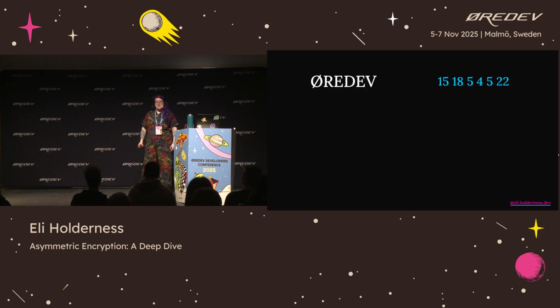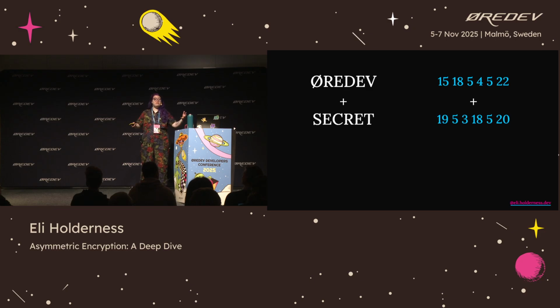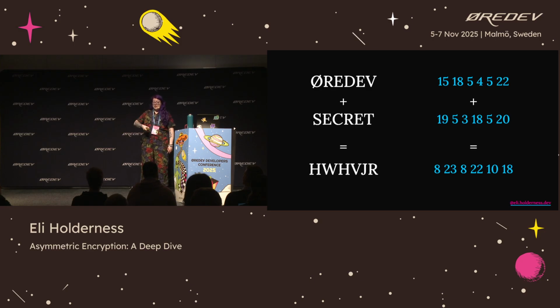We can take our message and turn it into numbers. And then instead of adding the same number to all of those numbers on the right-hand side, we can add different ones. We can use a second message, some kind of secret key, some kind of private key, turn that into numbers, and then add them pairwise to get an encrypted message. So here you can see you've got 15 and 19, sum to 34, and so on. We then take the modulus of 26, because there's only 26 letters in the Latin alphabet, because I'm English. And then we take those numbers and turn them back into letters.